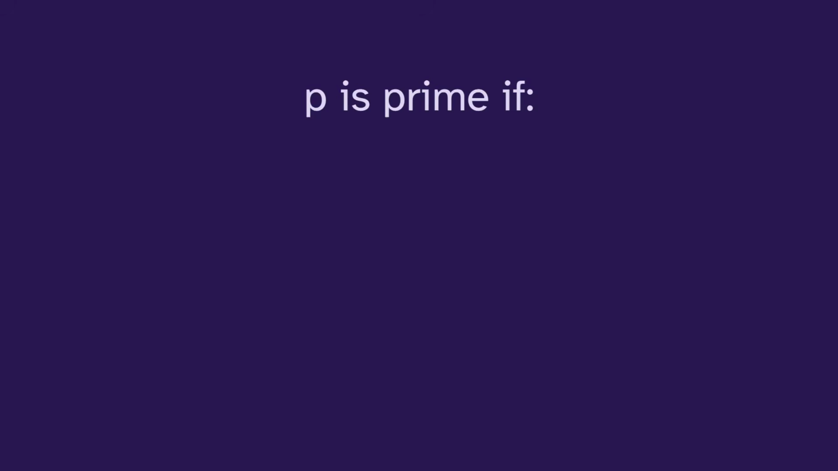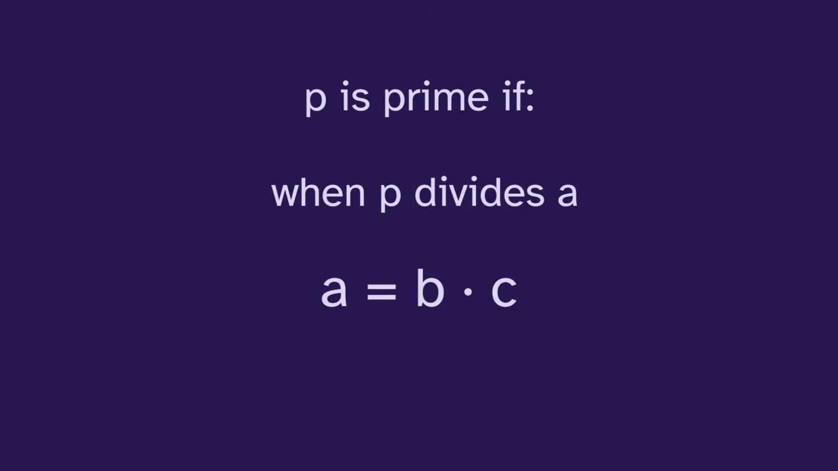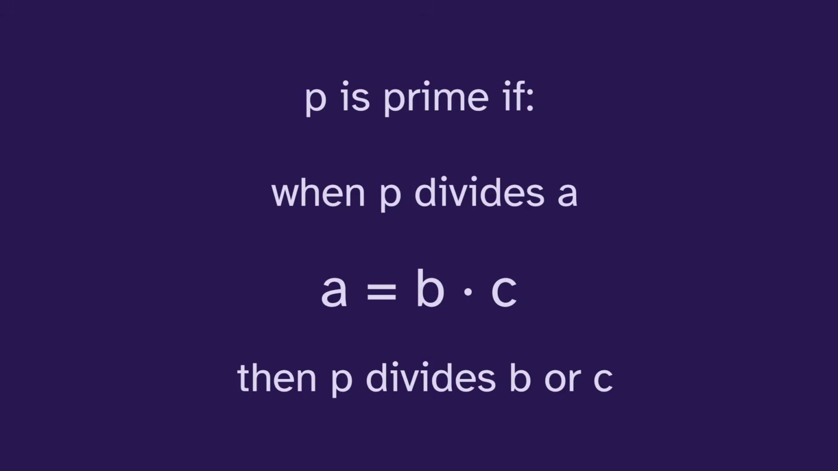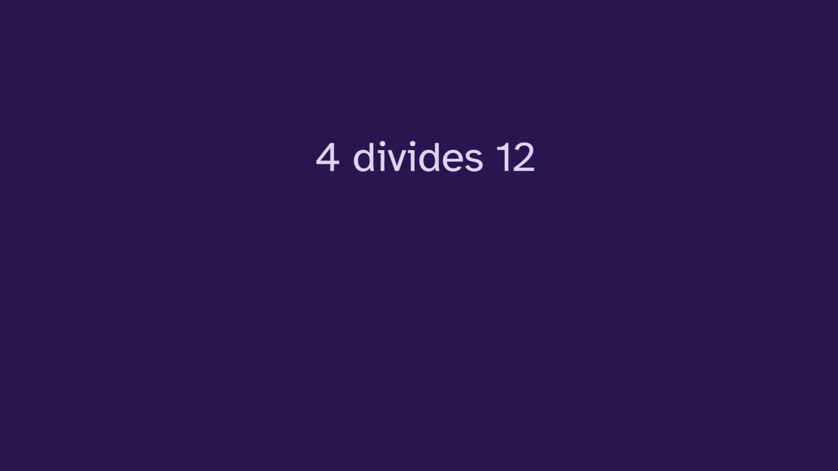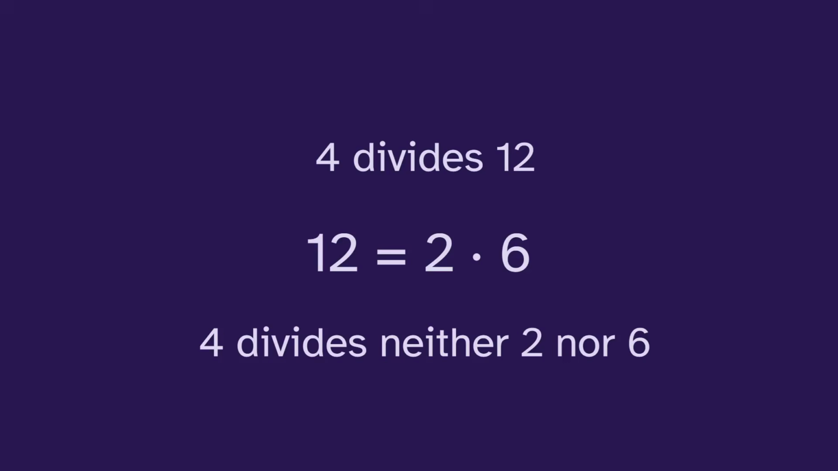So a number p is prime if, when p divides a, and a is factored into b and c, then p divides b or c. Factoring carries forward divisibility. And this isn't true of composites. 4 divides 12, but it divides neither 2 nor 6. So this is a good test of being prime.